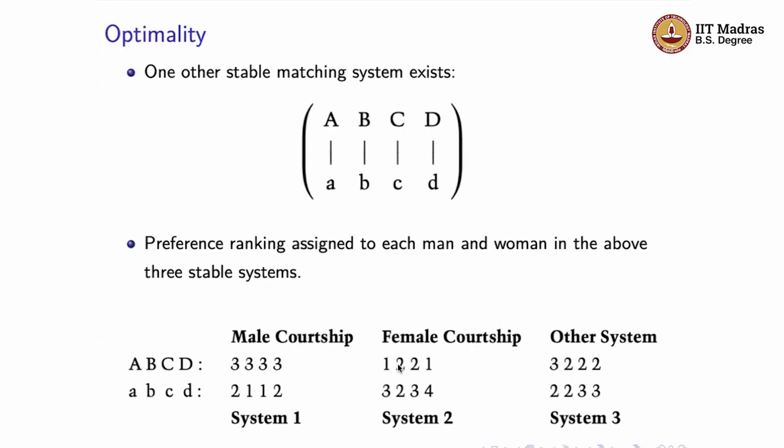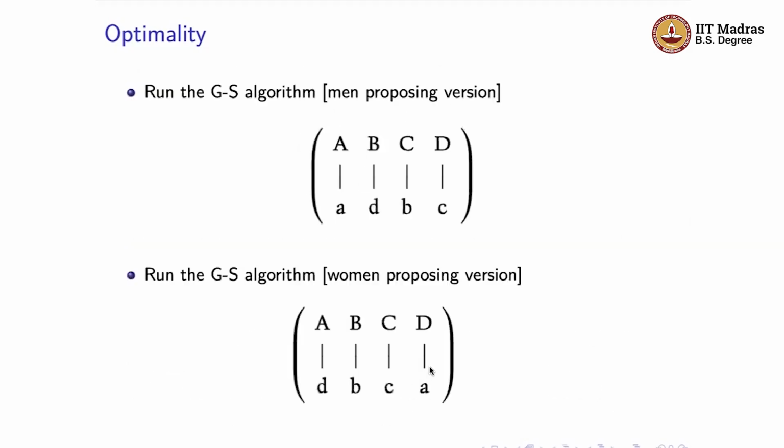Miss B got her second most preferred partner. Miss C got the second most preferred partner, and Miss D got the best preferred partner that she wanted. We can also evaluate things from the men's perspective.